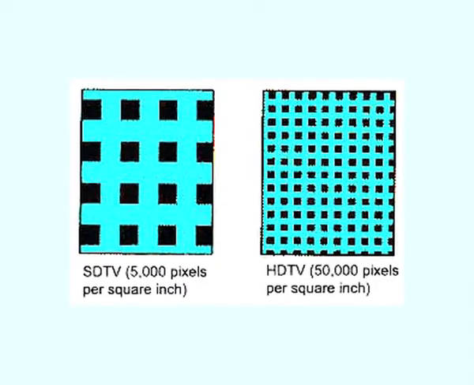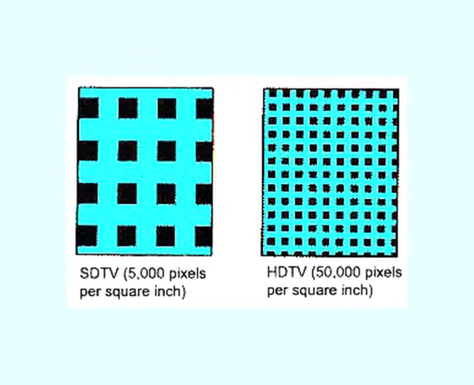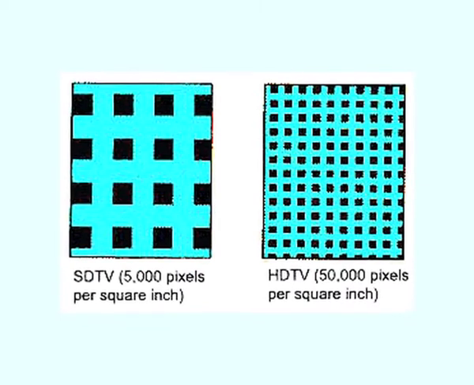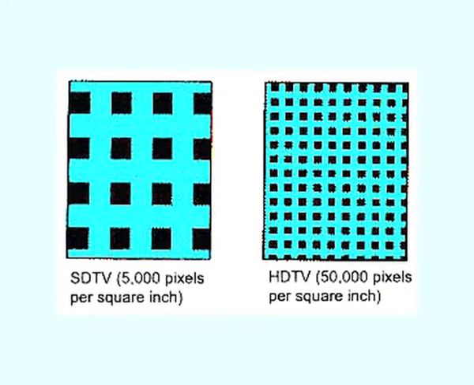The enlarged illustrations on the left above show the relative pixel detail of SDTV and HDTV. The illustrations assume a 40-inch TV screen. SDTV produces an image with about 2 lakh pixel picture points. HDTV increases that by a factor of about 10, to 2 million pixels.